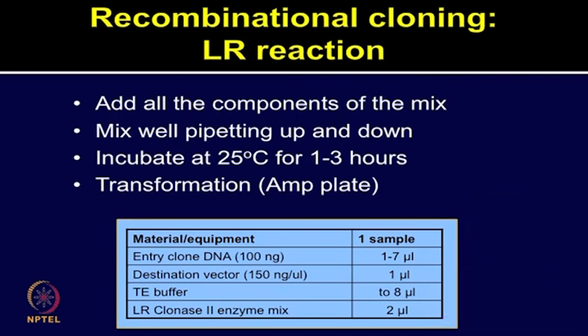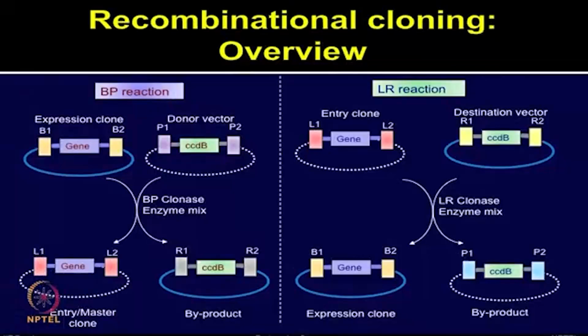Add all the components of this mix by doing the pipetting up and down. Incubate them at around 25 degrees for 1 to 3 hours, and then this mixture can be plated on ampicillin plate. Antibiotic will be able to screen only those clones which have the gene of interest in the correct vector. So, broadly there are two steps involved in recombinational cloning: BP reaction and LR reaction.